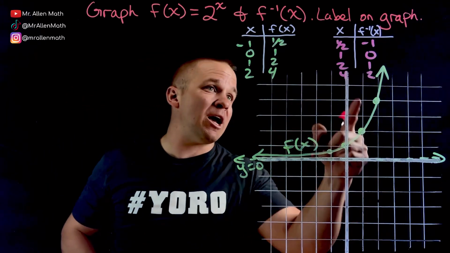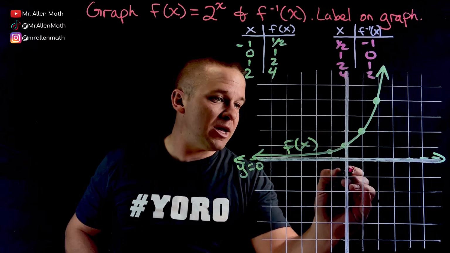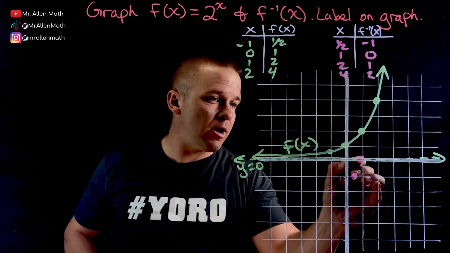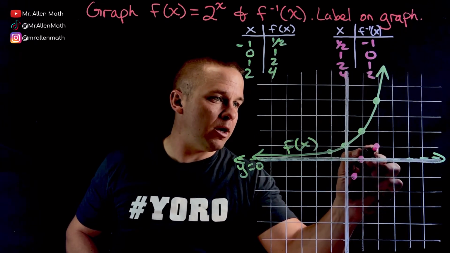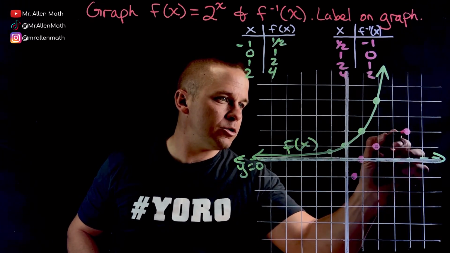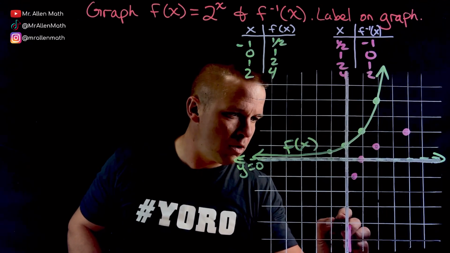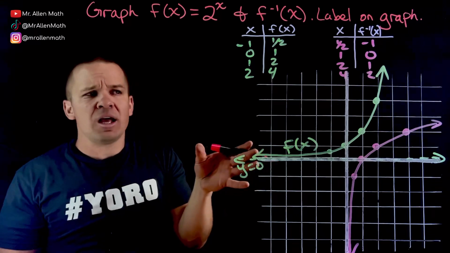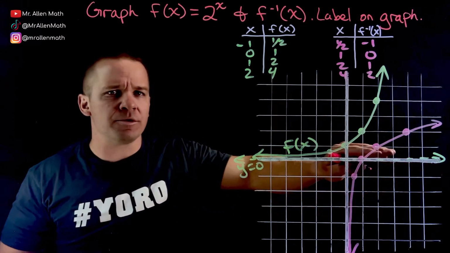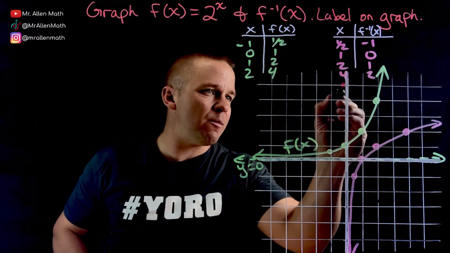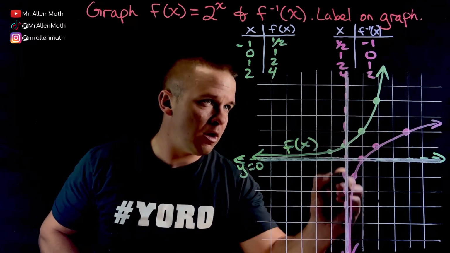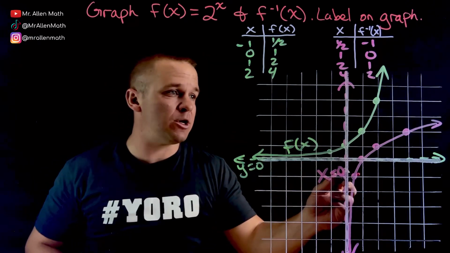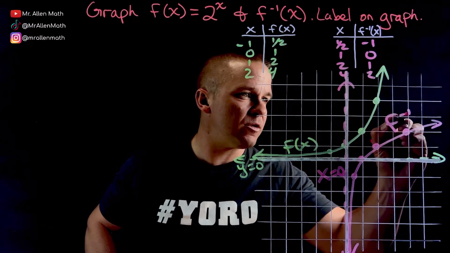So now what I'm going to do is I'm going to have 1/2, -1, so it's going to be right here. I've got 1, 0, which is going to be right here. I've got 2, 1, and I've got 4, 2. I can connect these dots. Beautiful. And let's think here. If my horizontal asymptote was y equals 0, all my x's and y's switched, now I'm going to have a vertical asymptote of x equals 0. So this is going to be x equals 0 for the vertical asymptote. And I got to label this guy as f inverse of x.